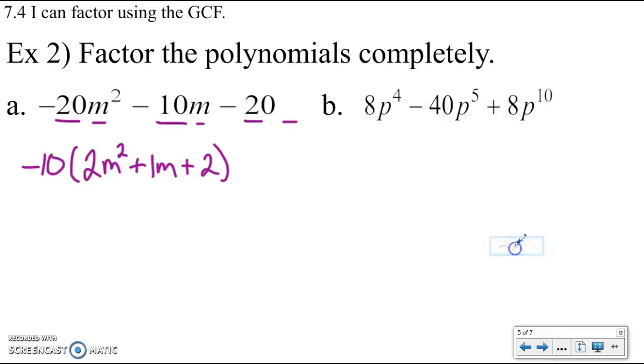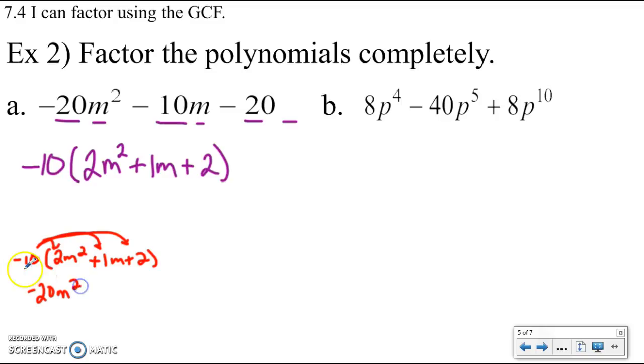But if we wanted to check, negative 10 times 2m squared plus 1m plus 2, distribute. Negative 10 times 2 is negative 20. Negative 10 times 1 is negative 10. And negative 10 times 2 is negative 20. So this answer here matches my original answer. So we're good.